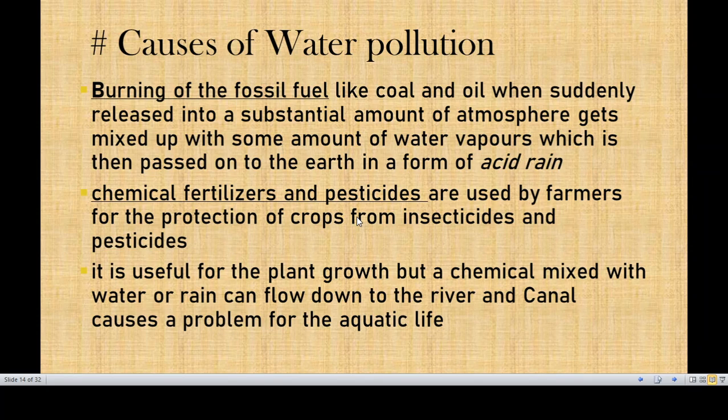The next one is chemical fertilizers or pesticides. We know that we are continuously using pesticides and fertilizers for the development of crop products. We want more food, so we use fertilizers and pesticides, and we also want to protect our crop from insects. So we are continuously using pesticides. There is no harm in using pesticides as long as they are naturally produced. So try to use naturally produced pesticides and fertilizers rather than chemical fertilizers.